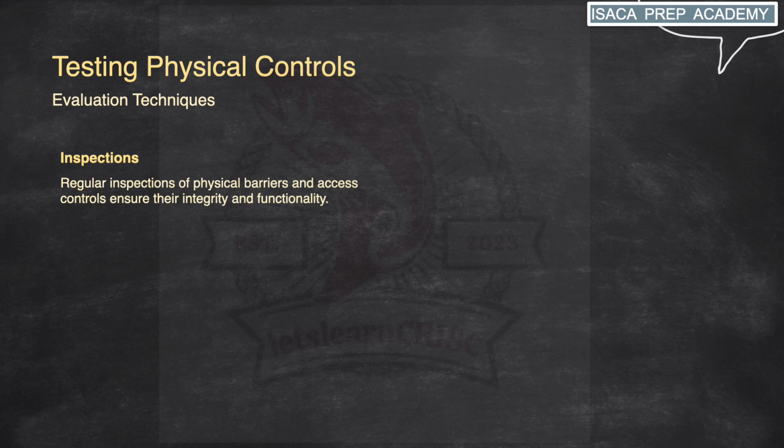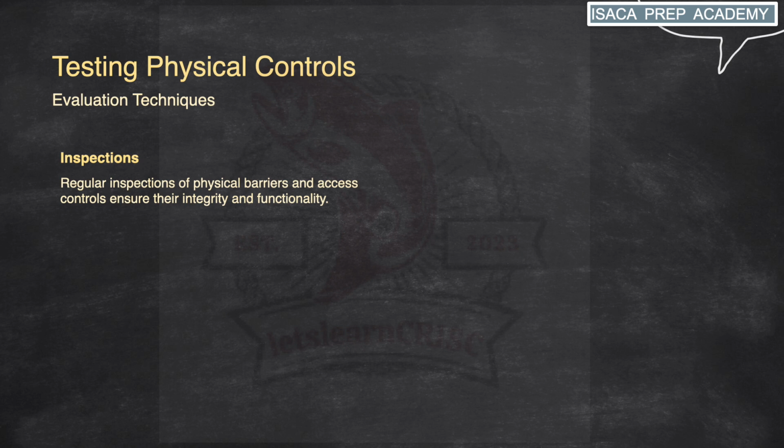Moreover, friends, inspection may also involve reviewing surveillance footage, access logs, and incident reports to identify any security incidents or unauthorized access attempts that may have occurred since the last inspection. This proactive approach allows organizations to detect and respond to security threats in a timely manner, mitigating risks and preventing potential breaches.